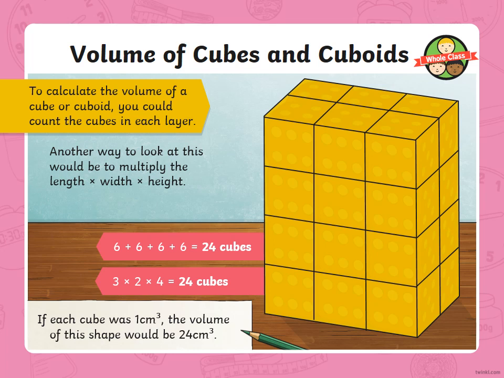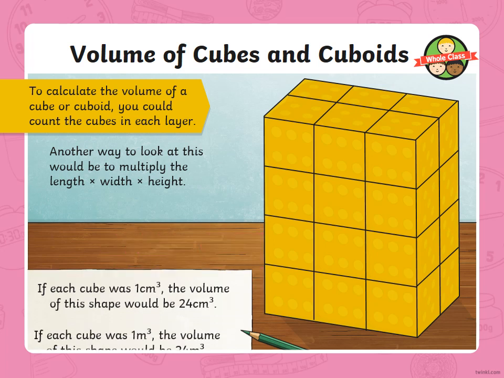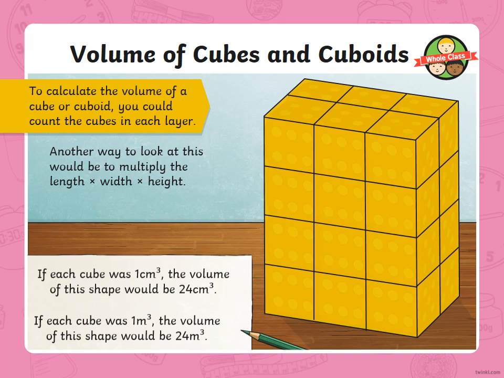Okay, so in terms of our units of measure, if each cube is worth 1 centimeter cubed, then the volume of the shape is going to be 24 centimeters cubed. But if each cube was 1 meter cubed, then the volume of this shape would be 24 meters cubed.